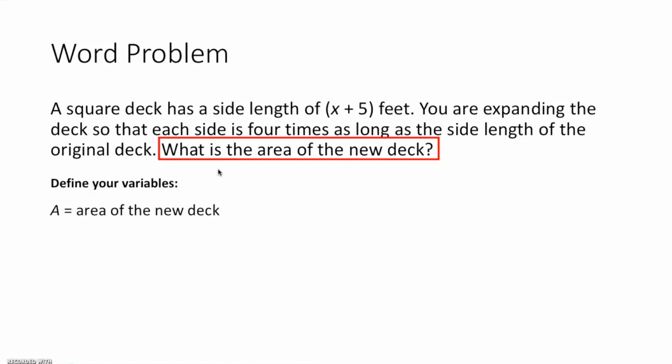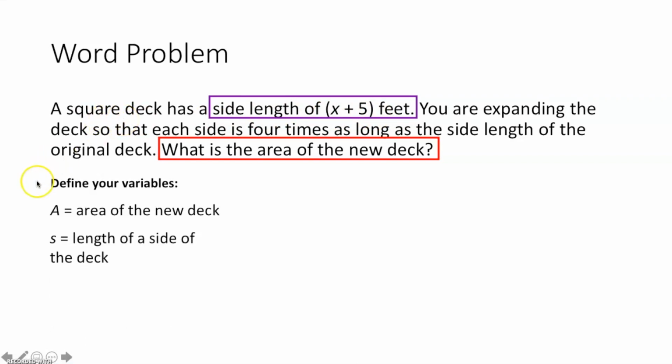Then the question is, what else? Well, it does say that the square deck has a side length of x plus 5 feet. Well, since it's a square deck, we don't need length and width. We just need one side because they're all the same length, right? It's a square. So we say S is the length of a side of the deck. Now, what does this look like? Anytime you can draw a figure for a word problem, do it. So here we have our original square deck where a side length is x plus 5 feet.